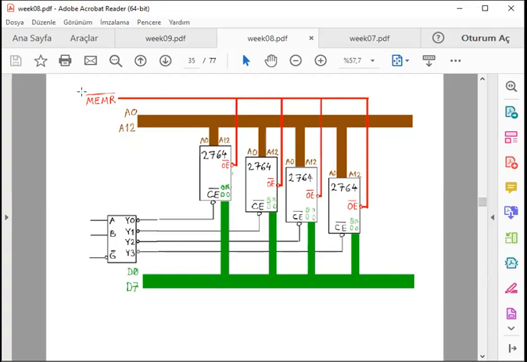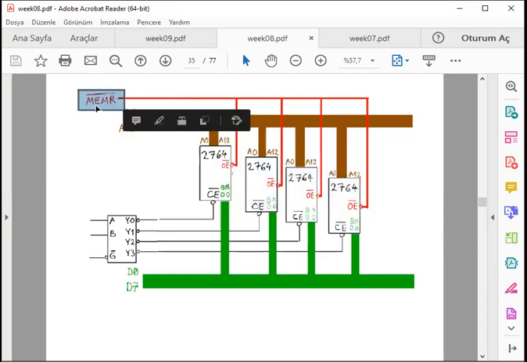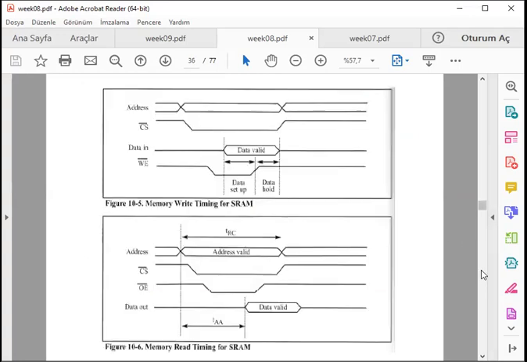Now we can increase the dimension of the control one more. For example, we can add a memory read command so that we can read the output of any chip at a certain moment when memory read is low. So this is also an active low input, and this increases the control one step further.